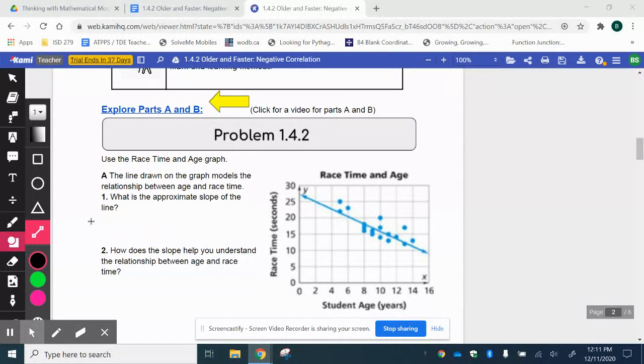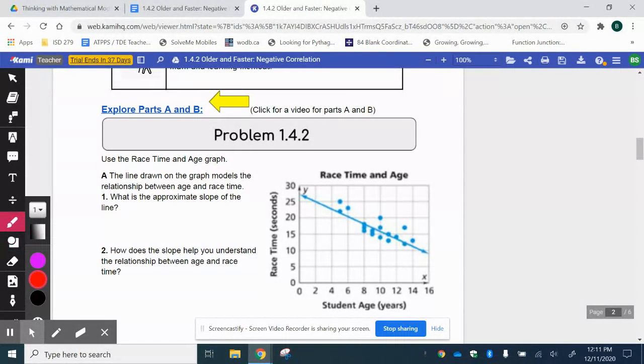Now remember, when we're doing slope, we're looking for the change in y, which we like to call the rise, over the change in x, which we like to call the run. So we're looking for how it changes going up or down, and how it changes going side to side. In this case, the line is going down, so I'll give you a hint, it's going to be a negative rise. So our slope is going to be negative.